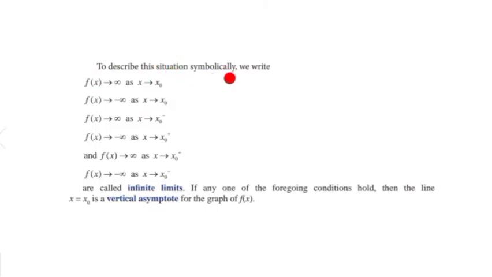To describe this situation, symbolically we write f of x tends to infinity as x tends to x naught. F of x tends to negative infinity as x tends to x naught. F of x tends to infinity as x tends to x naught negative. F of x tends to negative infinity as x tends to x naught positive. And f of x tends to infinity as x tends to x naught positive. F of x tends to negative infinity as x tends to x naught negative are called infinite limits. If any one of the foregoing conditions hold, then the line x equal to x naught is a vertical asymptote for the graph of f of x.